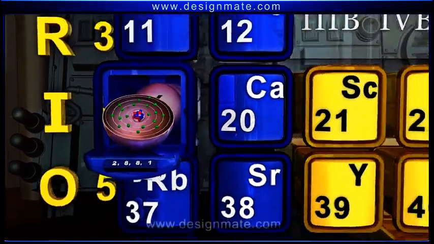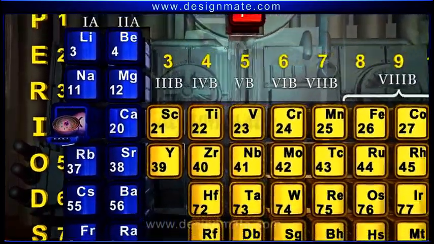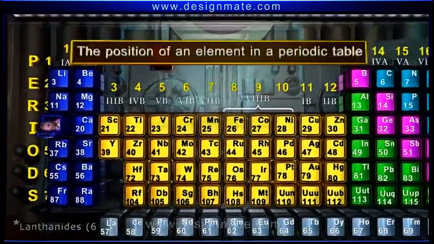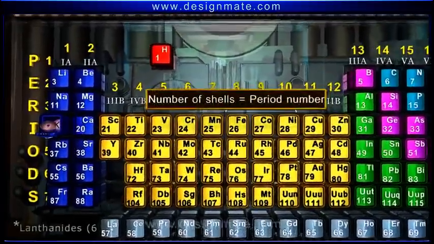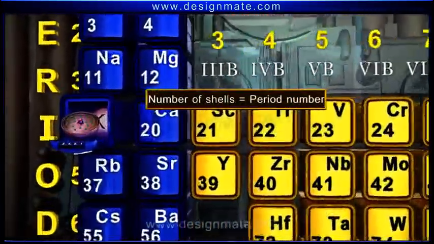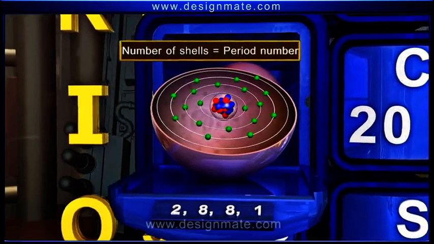1. The electronic configuration of an element also helps us to decide the position of an element in the periodic table. The number of orbits or shells denote the period to which that element belongs.